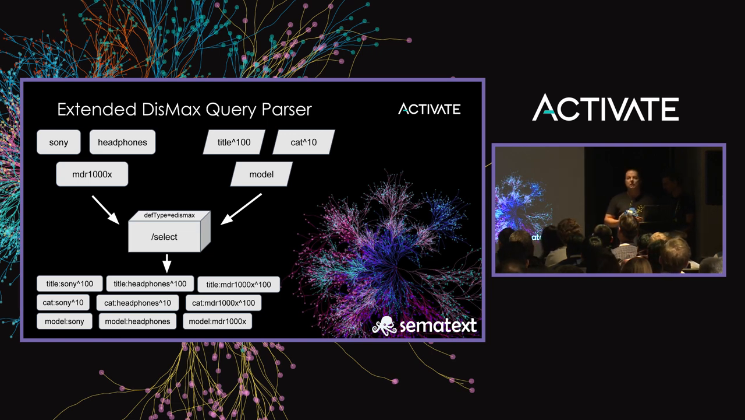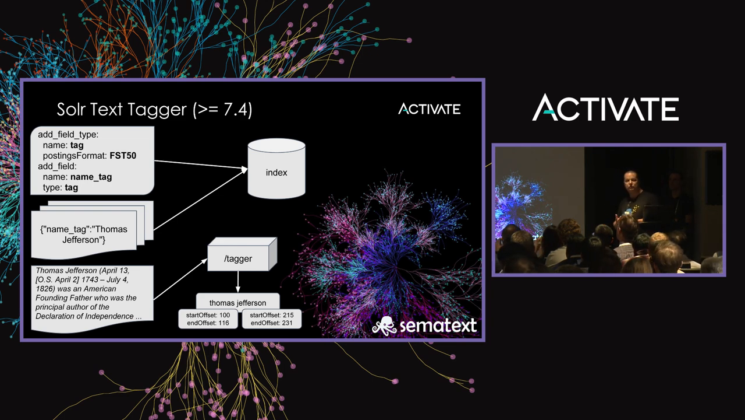So let's try improving our relevancy here by extracting some metadata using Solr. The first thing that comes to mind with that is Solr text tagger. Coming in with Solr 7.4, we have the ability to define a special field type based on a FST 50 postings format. Once we have that and we send the data to Solr, the tags that we are interested in, we can send pure text documents and retrieve information if the given document contains the tags that we are actually interested in. That gives us the ability to enrich the metadata of the document during pre-processing of the documents, and then use that during query time.